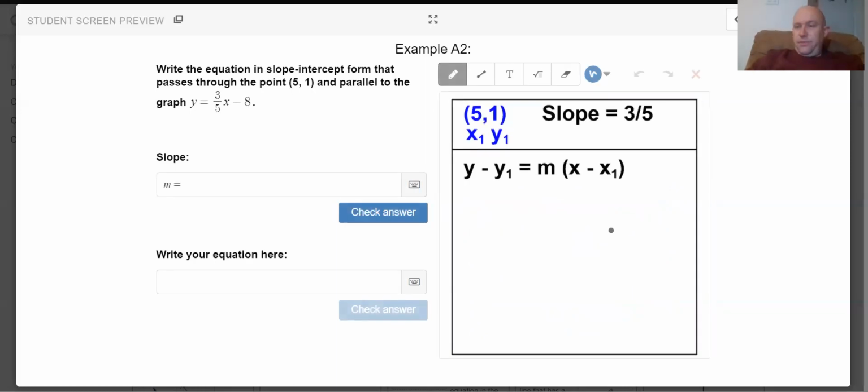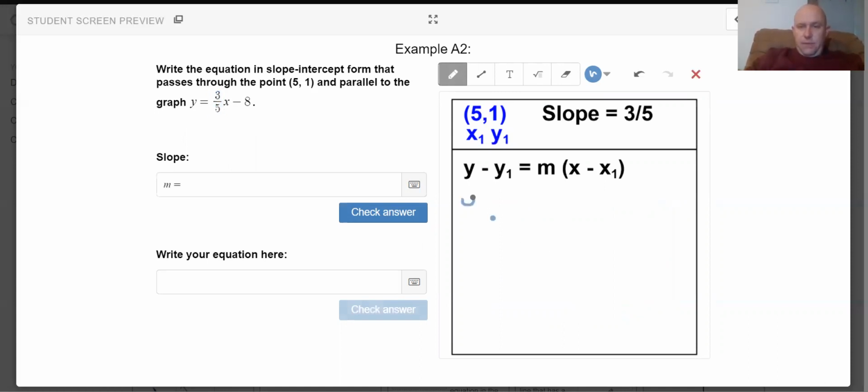And there's a couple of questions for you to try. So here's our point, 5, 1. So we have that part already done. Parallel to y equals 3/5 x. So there's the slope, 3/5. Parallel lines have the same slope. So I've copied this down. And then there's my formula. Now might be a good time just to pause the video, have a try on the question yourself. And then once you've had a try, look at the rest of the video.